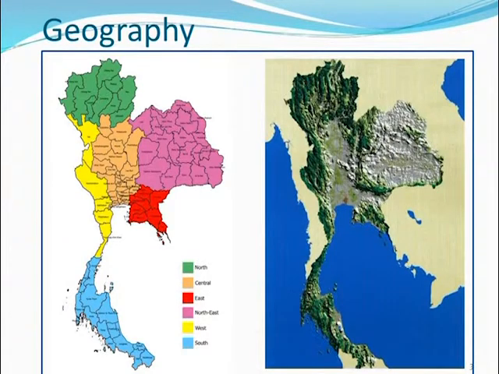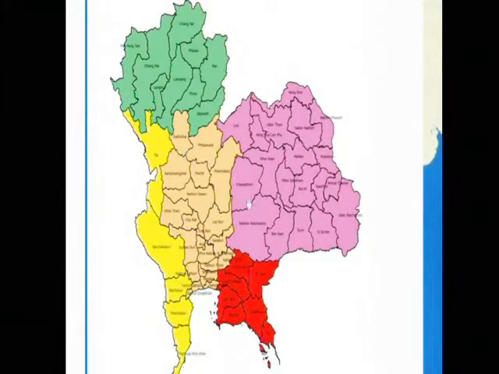The geography, what I'm going to introduce to you today, is about the geography of Thailand. If you look at the left-hand side, I think, is there a laser one there? Here? Yes. The northern part of Thailand, the northeastern part of Thailand, that would be included into the central part of Thailand, the eastern and also the southern part of Thailand.